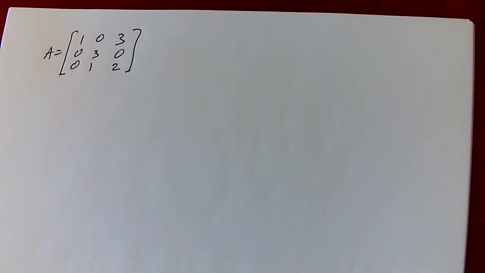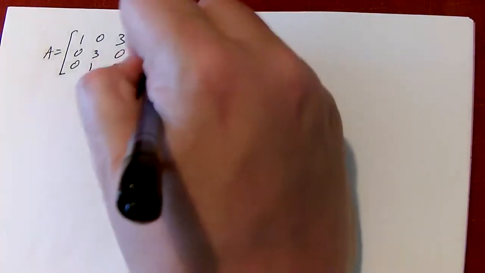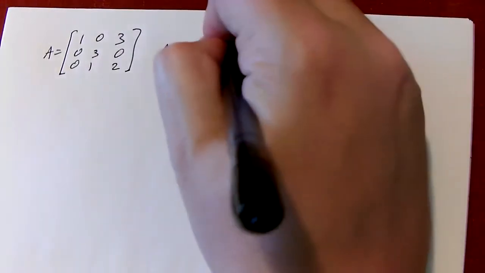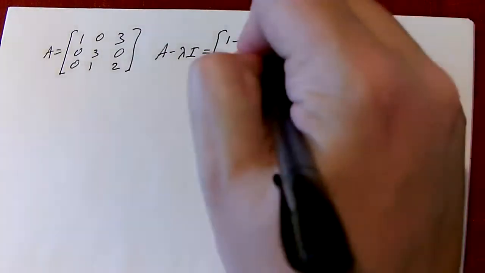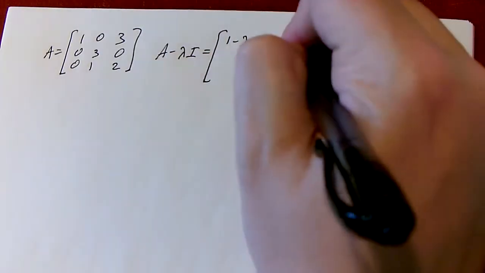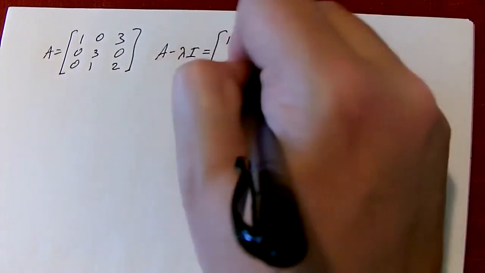Now, there's some good news and some bad news here. The bad news is that it is not triangular. I have numbers that are above and below the diagonal. The good news is that there's a lot of zeros involved. So if I do A minus lambda I, I am going to subtract lambda on the diagonal. So 1 minus lambda, 3 minus lambda, 2 minus lambda. Then I have 0, 3, 0, 0, 0, and 1.